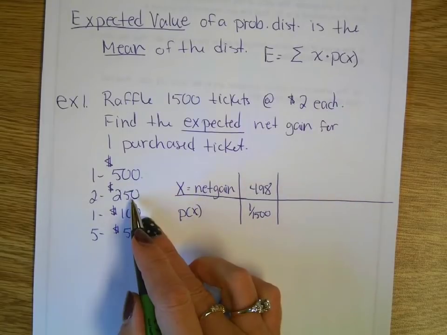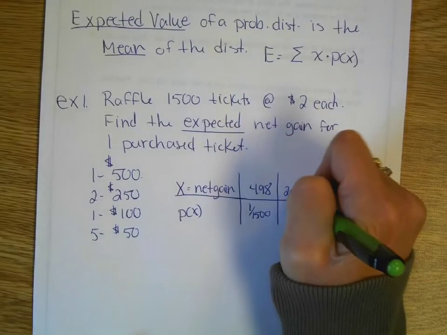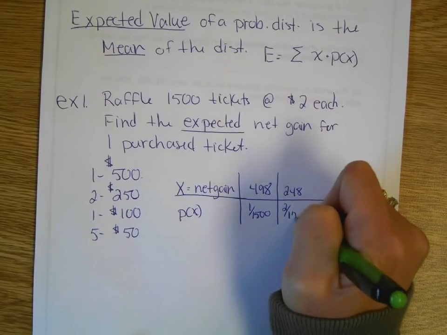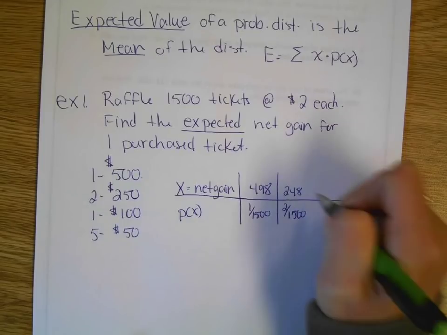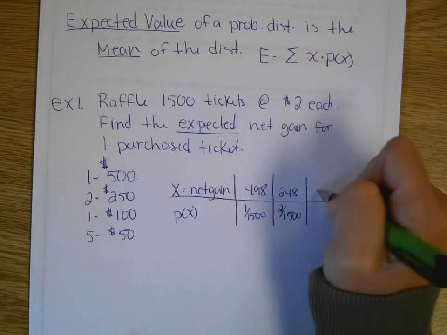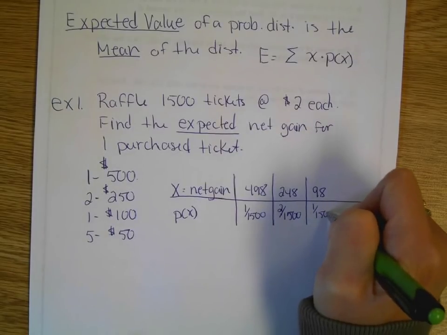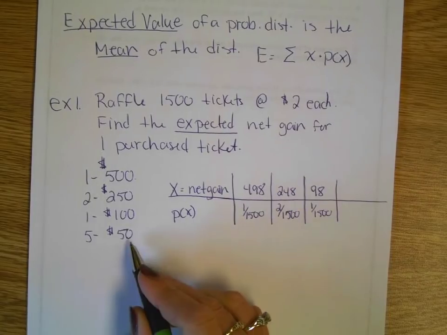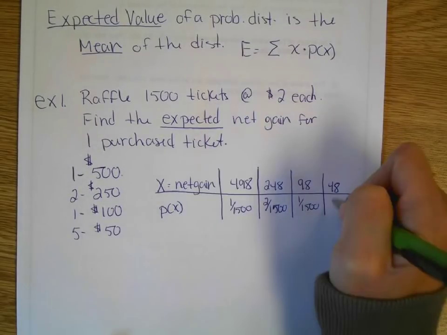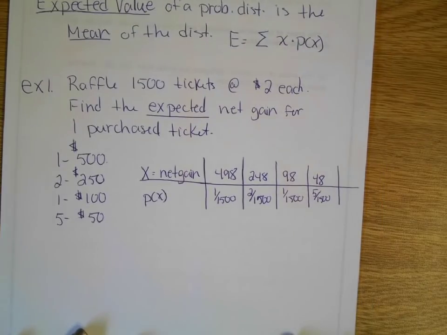Okay, maybe I don't win first prize. Maybe I win one of these $250 winners. Well, 250, I paid 2. My net gain is going to be $248. And because there are two of those winning tickets, I've got a 2 out of 1,500 chance of winning. The $100 winner means I've got a $98 net gain, and I've got a 1 in 1,500 chance of winning that. The $50 winner puts me at a net gain of $48, and there are 5 of those.